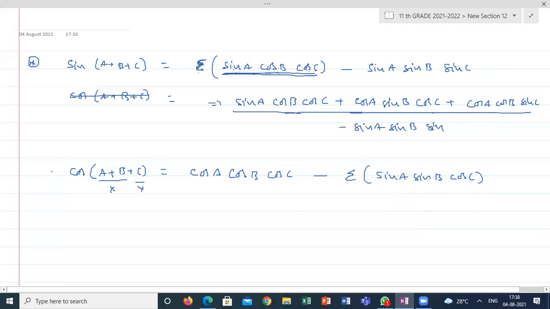Is it clear, guys? Shall I move to the tan of A plus B plus C? Or is it too confusing? Shall I move to the tan values?